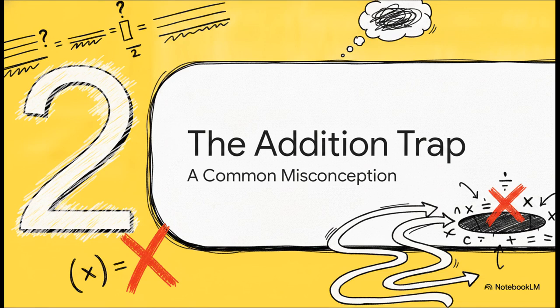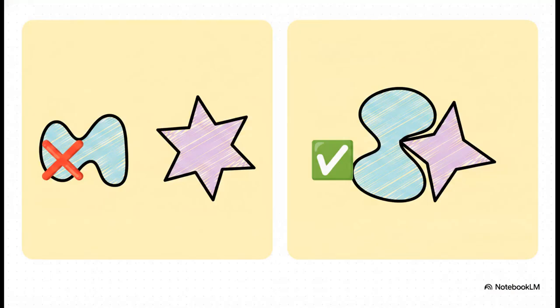Section 2. The addition trap. A common misconception. Now, what's really interesting here is how clearly we can see the difference between a mathematical crime and a mathematical victory. Look at the left side, the addition trap. When students see an x plus 2 on top and an x plus 3 on the bottom, their brain instantly wants to cross out those x's. You absolutely cannot do that. You can never, ever cancel terms that are joined by addition or subtraction.